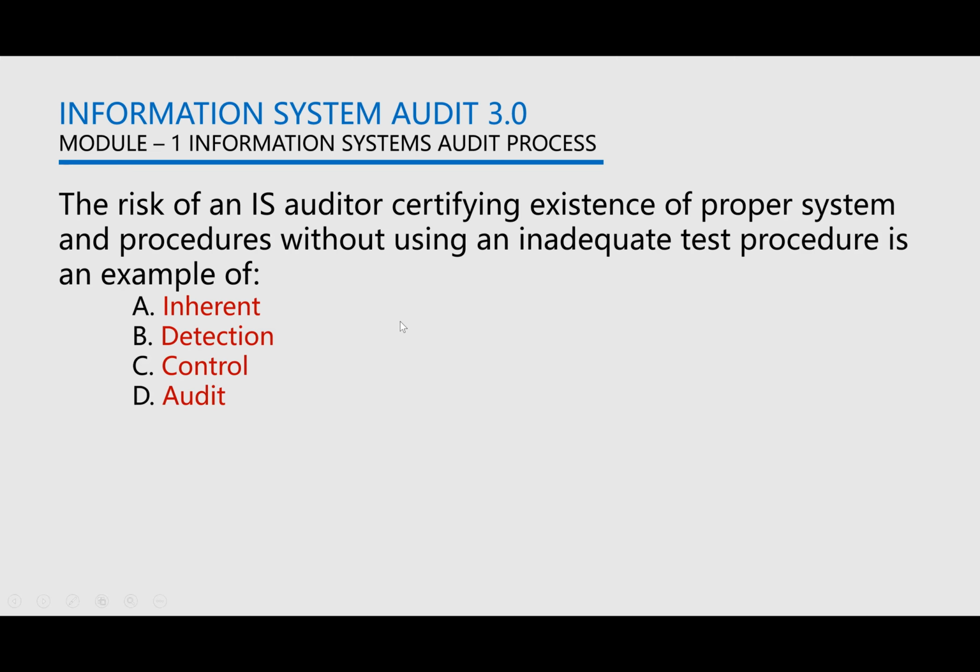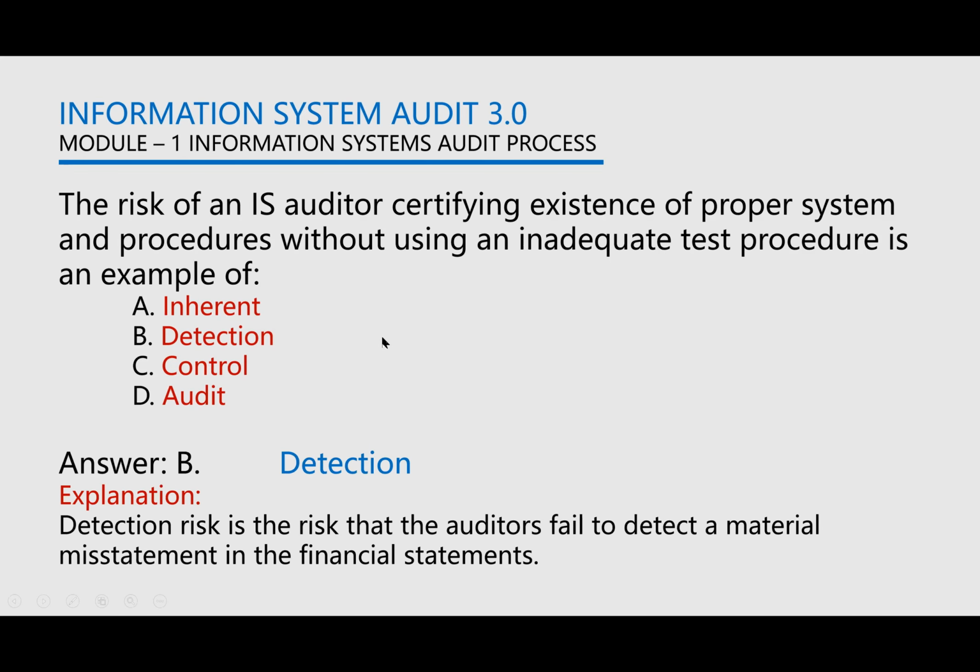So what type of risk am I committing here? Anyone? Detection only. An auditor who certifies the existence of a proper system without audit checking is taking audit risk. So what you are trying to do is detection risk.